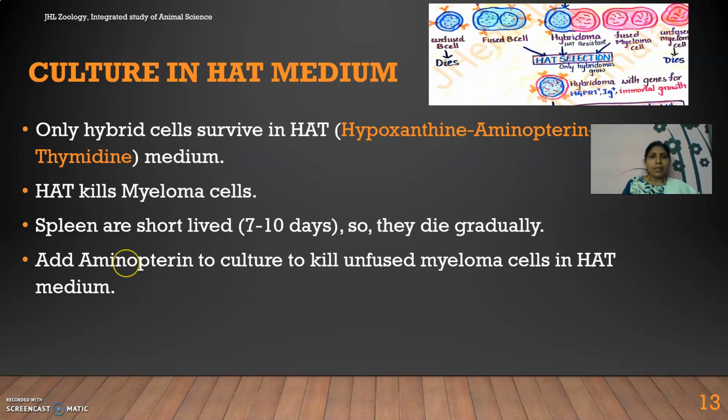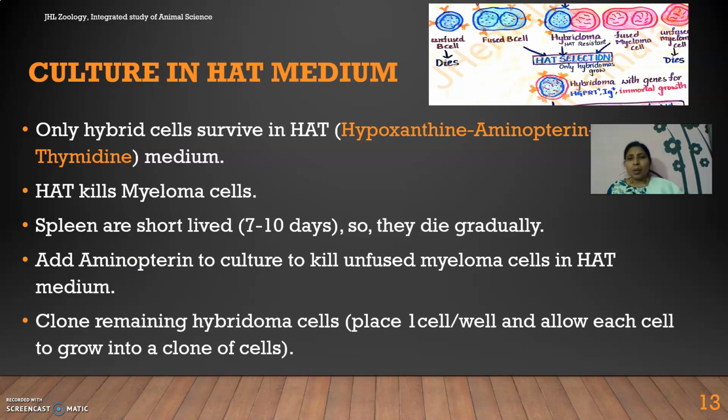Only the hybrid cells survive in the HAT medium. The remaining hybridoma cells are made to clone by placing one cell in a well and allowing each cell to grow into the clone of cells. So a clone of hybridoma cells is obtained by placing one cell per well.